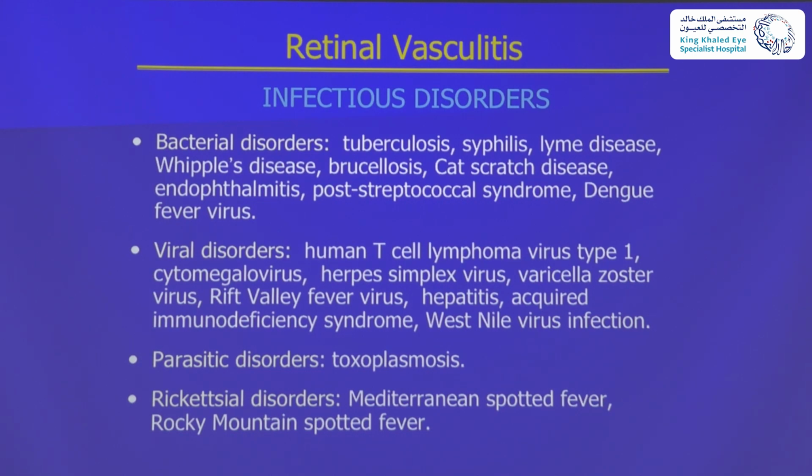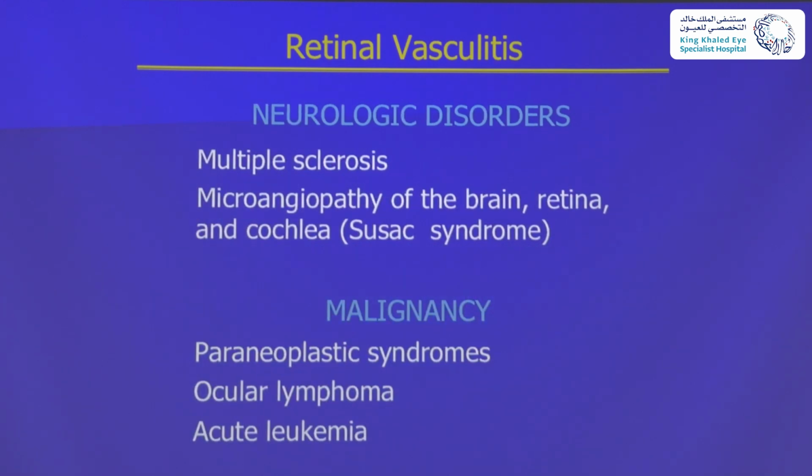There is a big list of infectious causes of vasculitis. The most common bacterial infection is, of course, tuberculosis. Viral etiologies include cytomegalovirus, HIV, varicella zoster, and herpes simplex. Parasitic disorders include toxoplasmosis. Rickettsial disorders have been reported, with Mediterranean spotted fever and Rocky Mountain spotted fever. Then neurological disorders, which is very important.